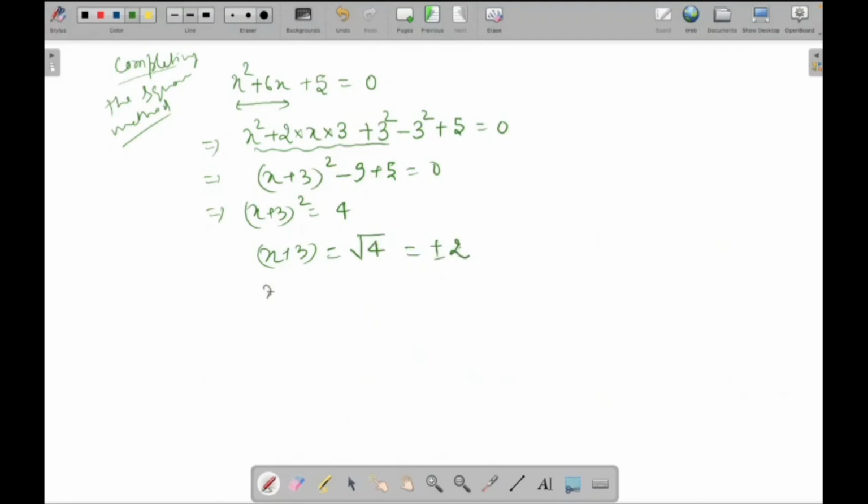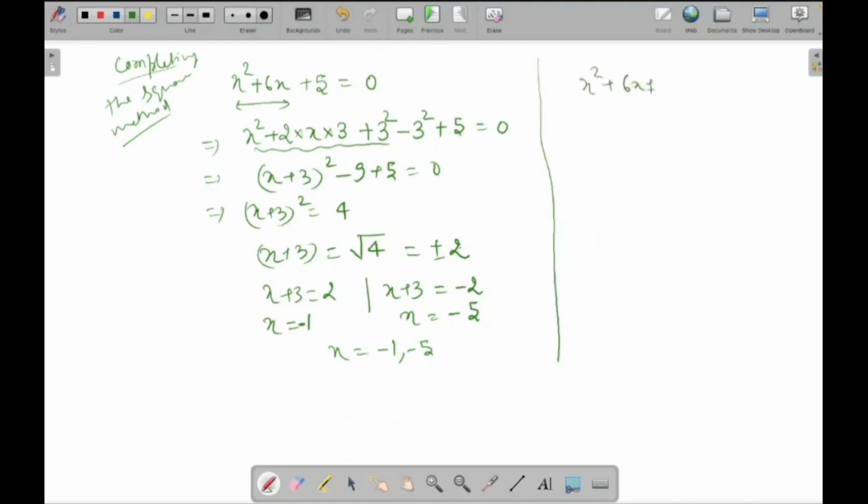When I take x plus 3 equals 2, then there will be one solution. When you take x plus 3 equals minus 2, then there will be another solution. So x is going to be 2 minus 3, which is minus 1, and the other is going to be x equals minus 5. Okay, so I have got roots as x equals minus 1 and minus 5. Had I used the factorization method, I would still have got the same thing.